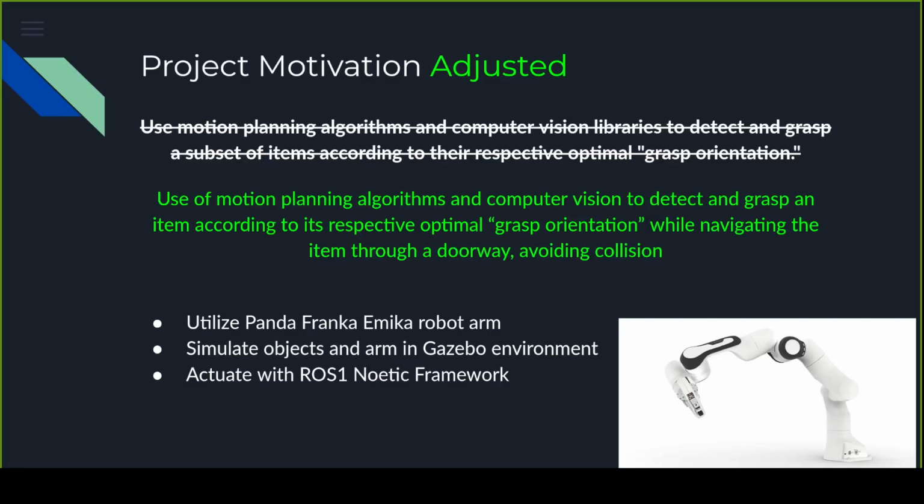So, a brief from our last project proposal: we had some changes from then until now. One of the biggest changes was reducing the number of objects that we were grabbing in our simulation. Initially we were looking at a subset of items, and we moved to looking at one item and focusing on navigating that item through a doorway to avoid collision. This big change came from reducing the focus on computer vision and increasing the focus on motion planning. Next slide.